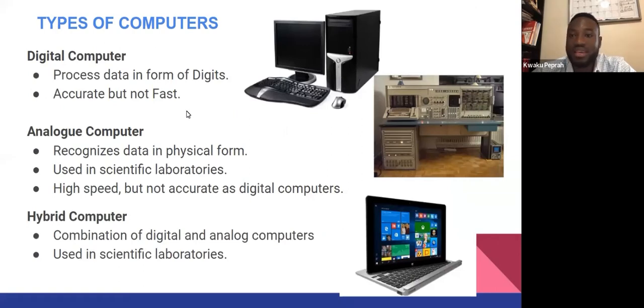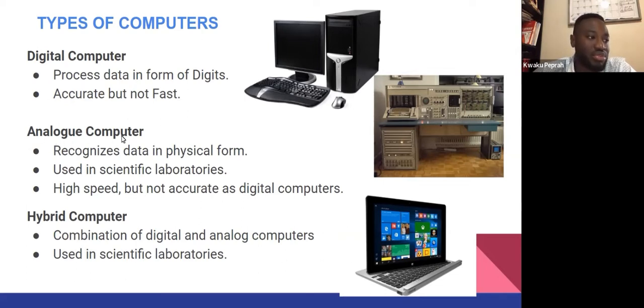But let's get into breaking them down to learn about the different types of computer. So digital computers process data in the form of digits, right? We have our laptops and our desktops as examples of digital computers. It is accurate, but not fast. It is accurate, but not too fast compared to other types of computers.